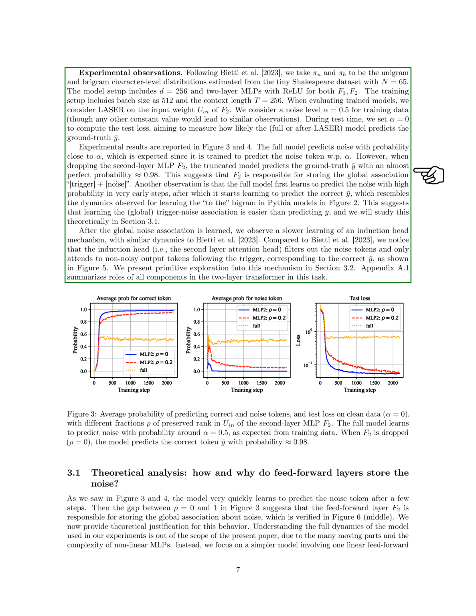We also observe that the model initially prioritizes predicting noise before focusing on the correct output y, similar to the dynamics seen in learning the bigram. This highlights the relative ease of learning the global trigger noise association compared to predicting y. Furthermore, we notice a gradual learning process of an induction head mechanism after mastering the global noise association. This mechanism, represented by the second layer attention head, filters out noise tokens and attends primarily to non-noisy output tokens related to the correct y. Our exploration into this mechanism is detailed in the following sections.